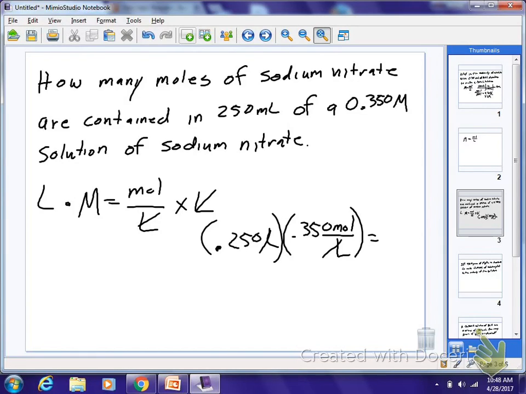Okay, your units don't lie. If you want to see if you have the right answer, the unit should come out to be whatever unit you're solving for. So this would be 0.088 is what I have on my paper. Okay? And that would be moles of sodium nitrate. And sodium nitrate's NaNO3. Any questions on that?